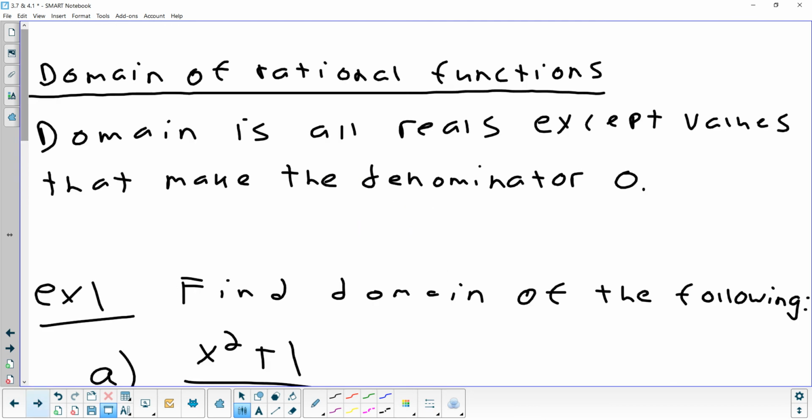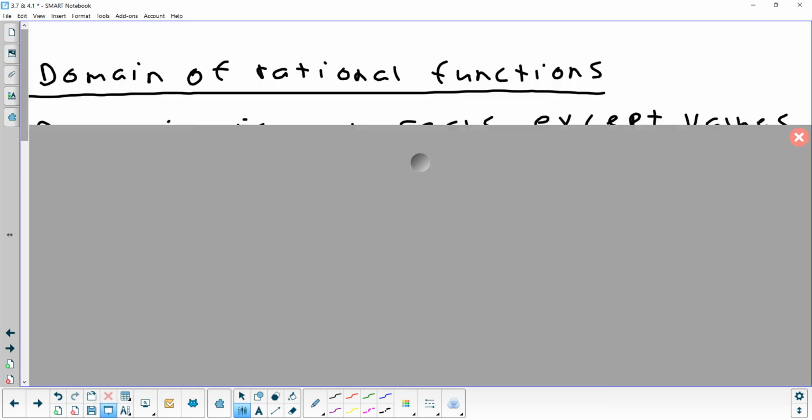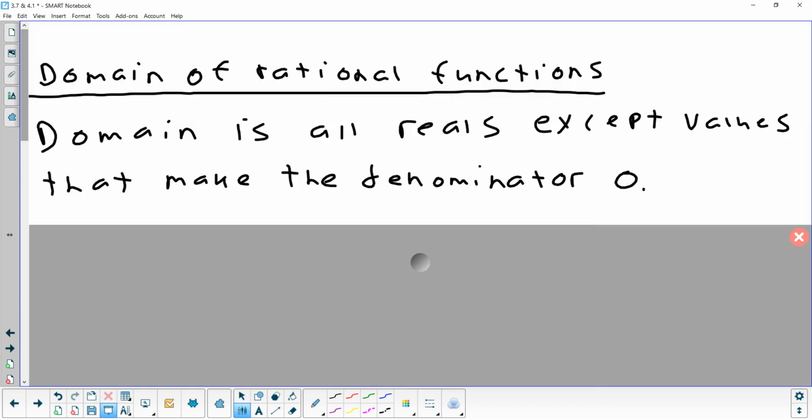All right. So again, when we're talking about domain, it's all real values. Okay, we don't have to worry about imaginaries, but it's all real values except the ones that make the denominator 0. So don't plug in any numbers where the denominator could be 0. Okay, oh, I remember what I was saying.